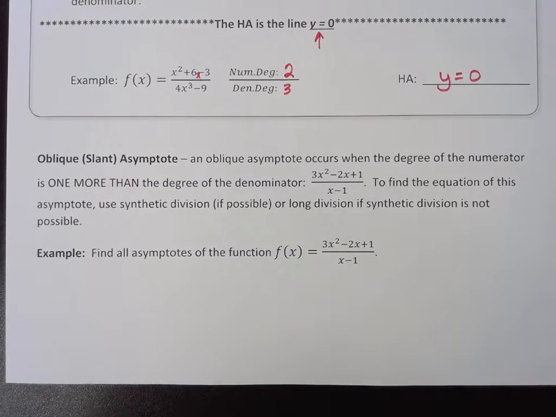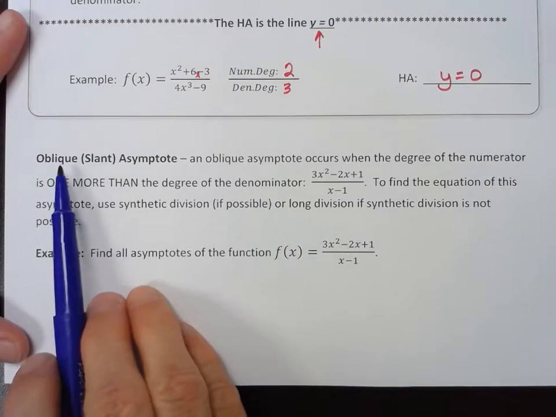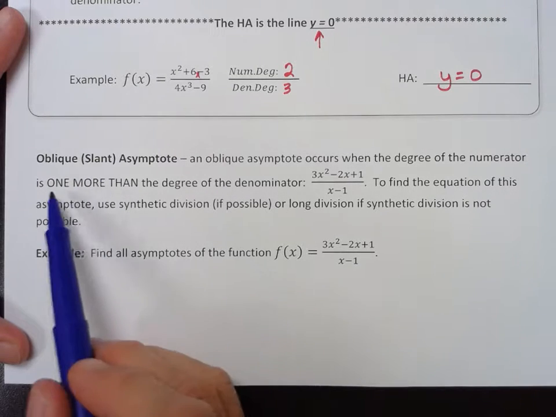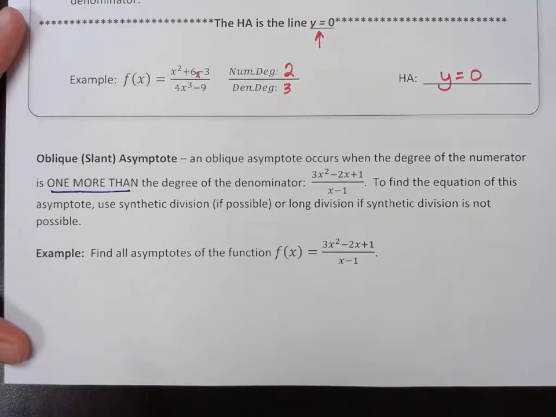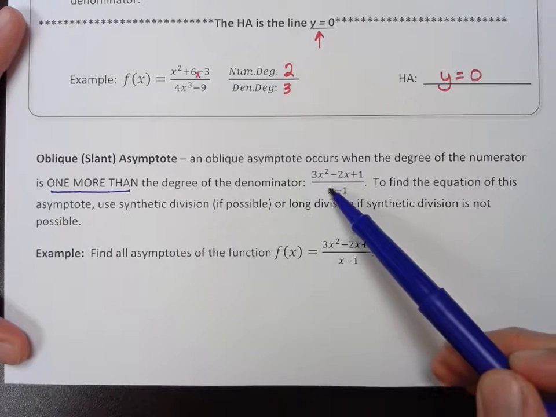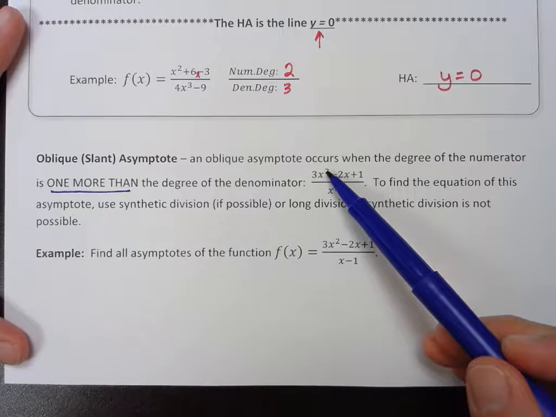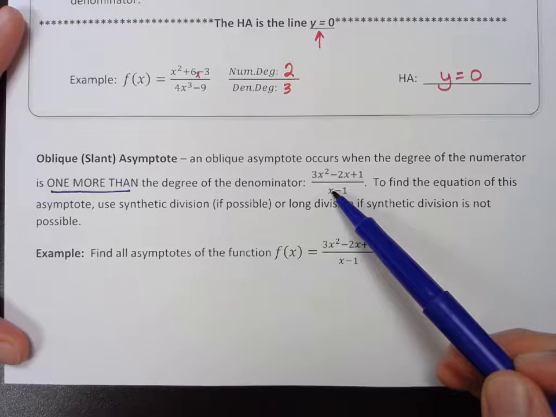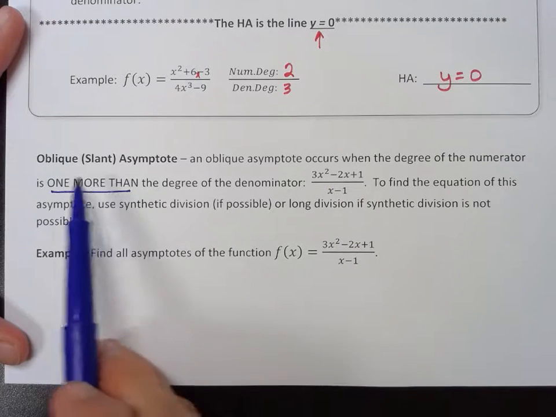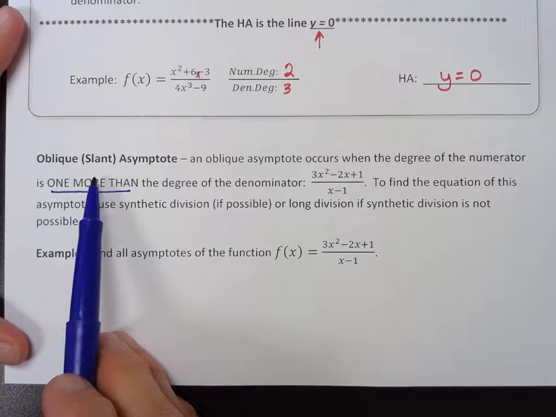Finally, the third type of asymptote is an oblique or a slant asymptote. This happens when the degree of the numerator is 1 more than the degree of the denominator. So this is degree 2, this is degree 1. 2 is 1 more than 1, right? So if this is 1 more than this one, you have a slant or an oblique asymptote.